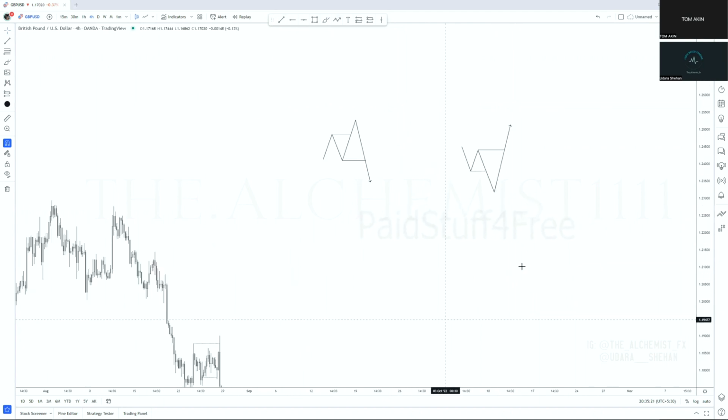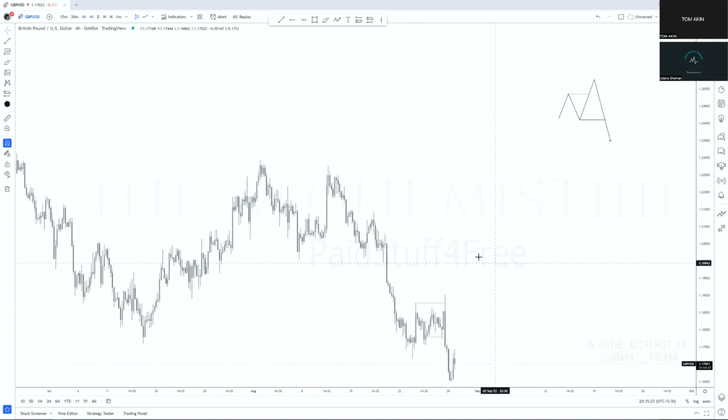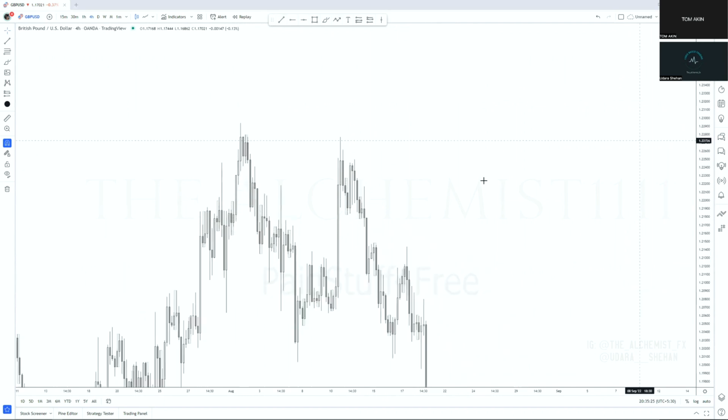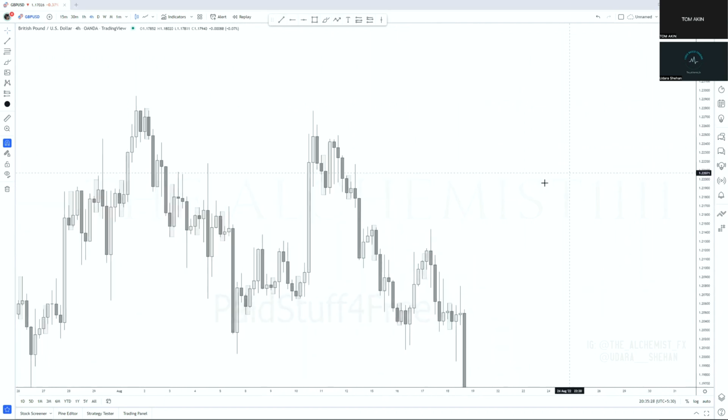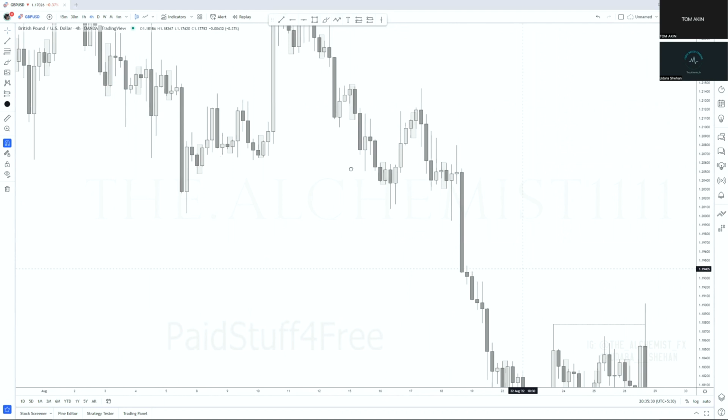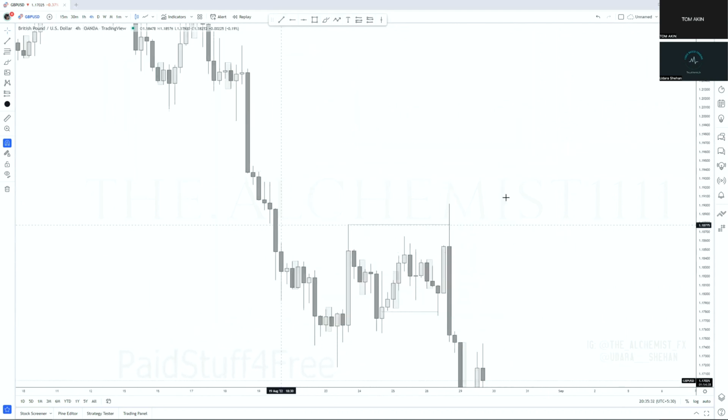Let me show you. When I say a swing high, what we want to see is just any three candles. It's any three candles.